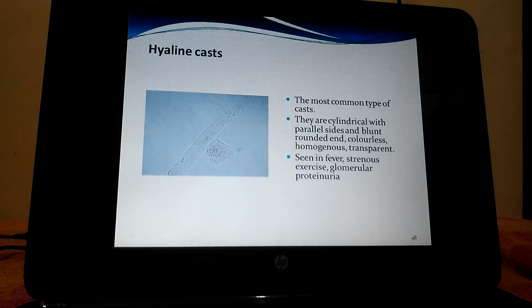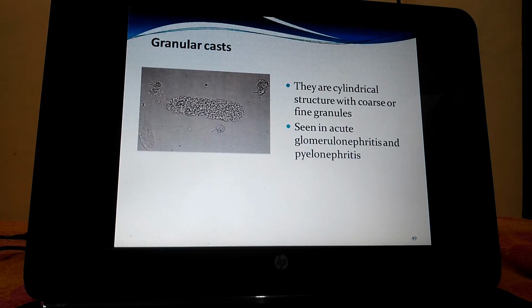Hyaline cast, the most common type of cast. They are cylindrical with parallel sides and blunt rounded ends, colorless, homogeneous, and transparent, seen in fever and strenuous exercise and glomerular proteinuria. Granular cast, these are cylindrical structures with coarse or fine granules, seen in acute glomerulonephritis and pyelonephritis.